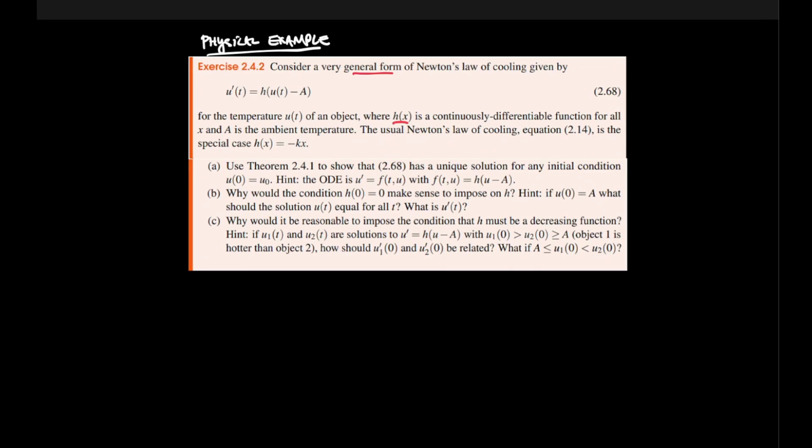So let's use this theorem to show that this does have a unique solution for any initial condition. For part A, let's remember that u prime is a function of t and u on the right-hand side. It's really h of u of t minus a. So it's actually an autonomous function because there's no function of t over here, right? a is constant. Are we assuming a is constant? Yes.